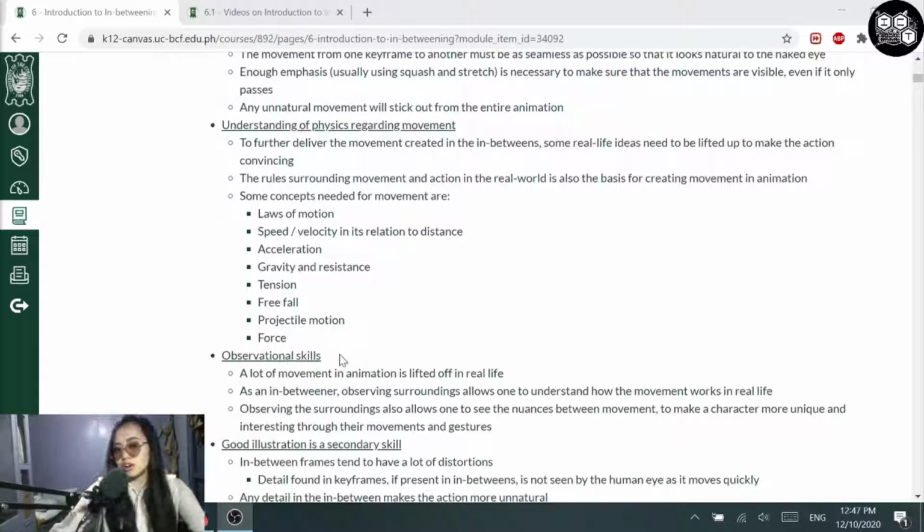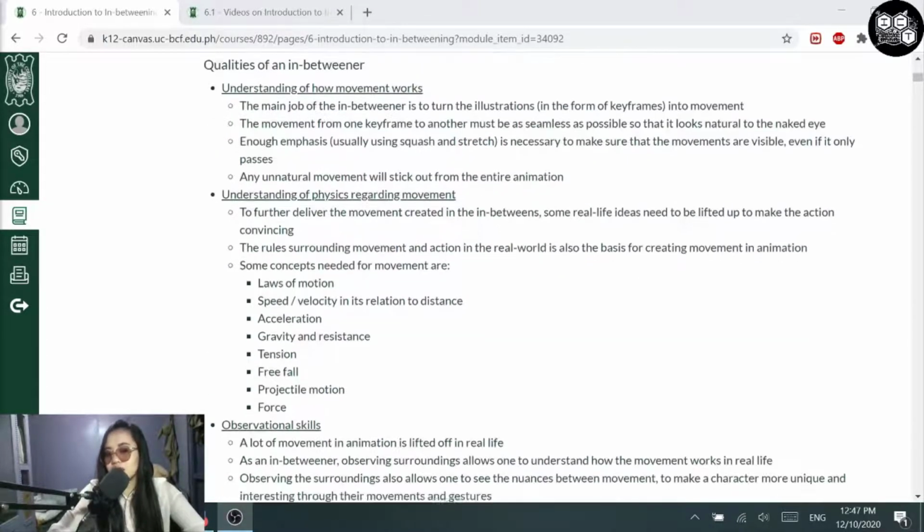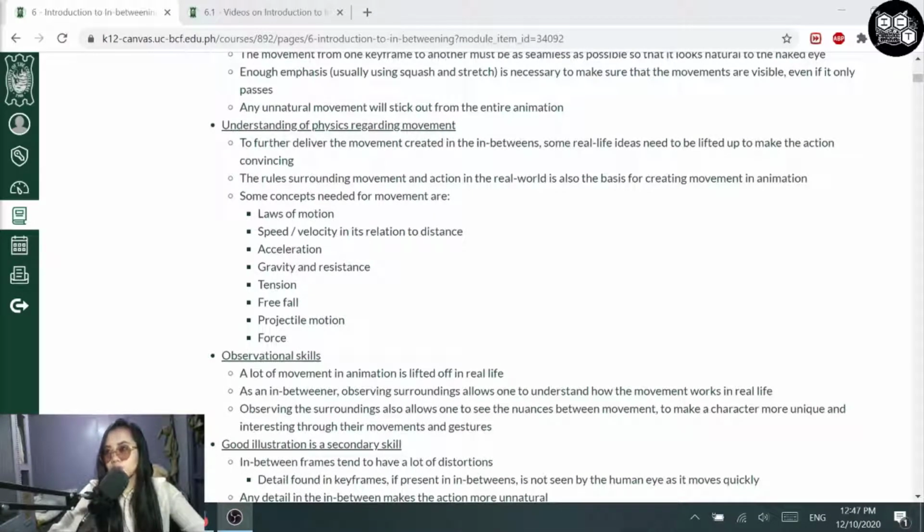Another one is observational skills. Observational skills come hand in hand with how you would develop your understanding of movement. For you to understand how movement works, you'll have to observe real life situations. Since we're all in quarantine, you can basically watch your housemates or other people around you, how they walk, how they do actions.